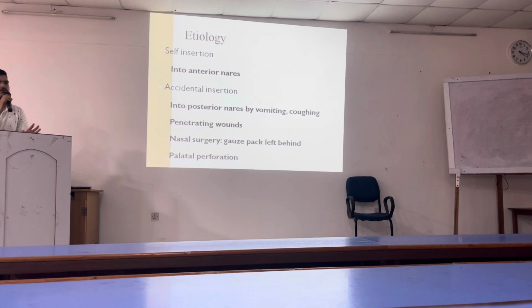But it might also happen that a foreign body is present inside the nose and the person is unaware. For example, in endoscopic sinus surgery, the doctor leaves behind a gauze piece. That is very uncommon, but this might happen. Or it can enter the posterior nares by vomiting or coughing. When you vomit, you might have noticed some secretions come from your nasal cavity. Sometimes a food component can also come into the nasal cavity.